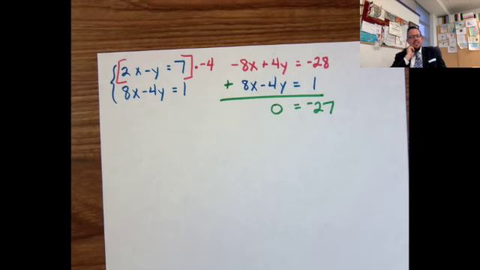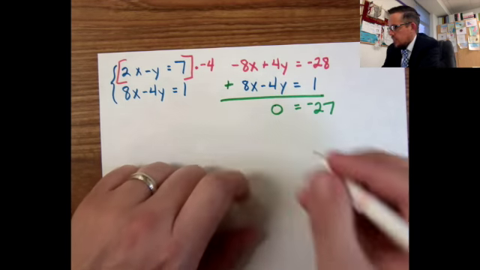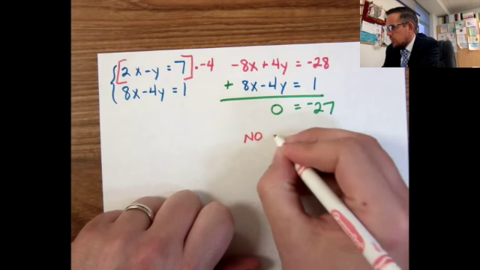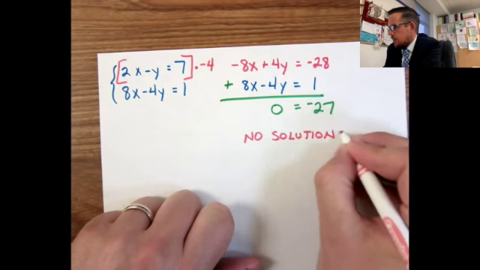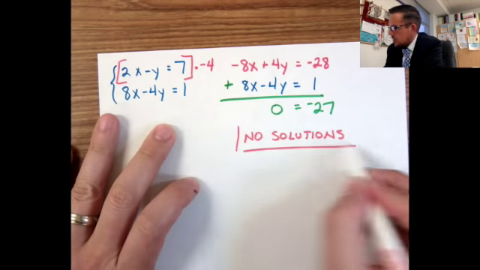Who's got a theory? Undefined or infinity. No solution. Why would you say no solution? They don't equal each other. Very good, because the variables went away, and what I was left with is a statement that is false. 0 doesn't equal -27. This is what no solutions looks like. The variables drop out, and what you're left with is a false statement. No solutions.